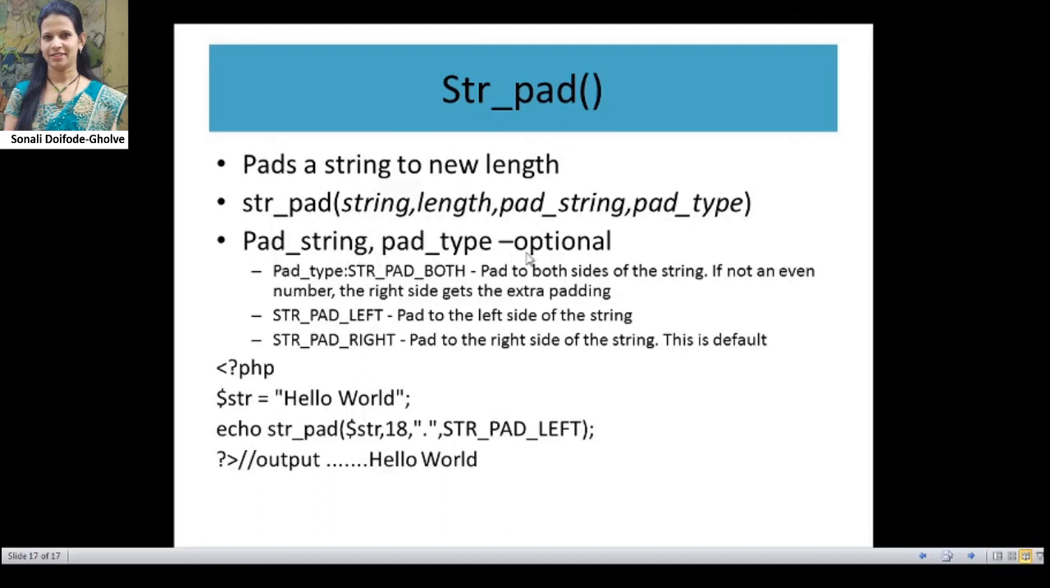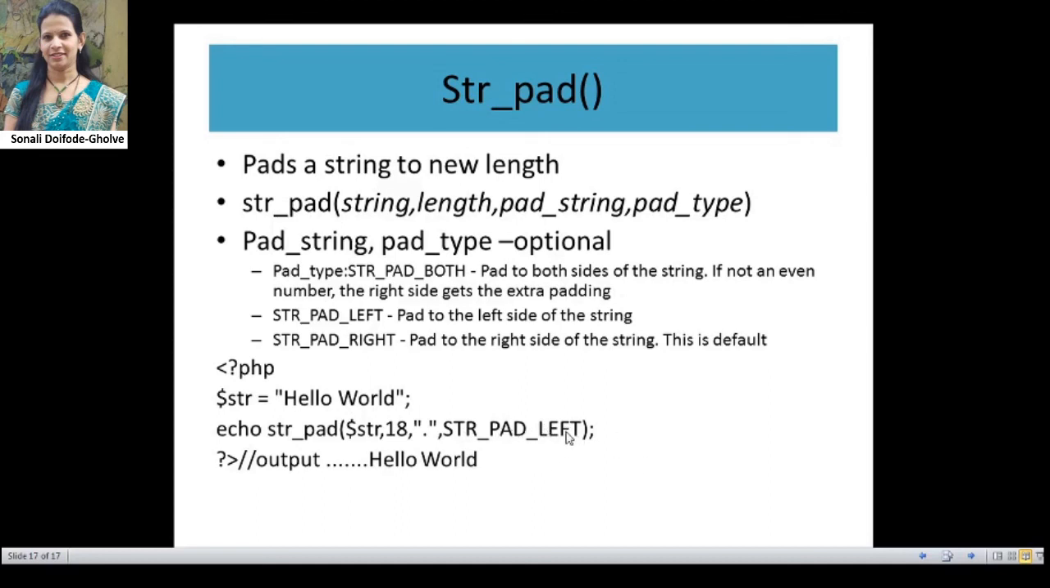Pad string and pad type are optional. For pad type you can use STR_PAD_BOTH, STR_PAD_LEFT or STR_PAD_RIGHT. If you want this padding character at both ends, then you can use STR_PAD_BOTH. If you want the characters at the left only, see in this example, I want the padding character at the left side, then use STR_PAD_LEFT. If you want it at the right side, then give STR_PAD_RIGHT.